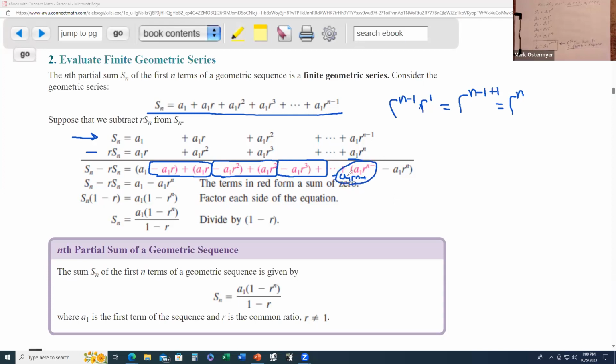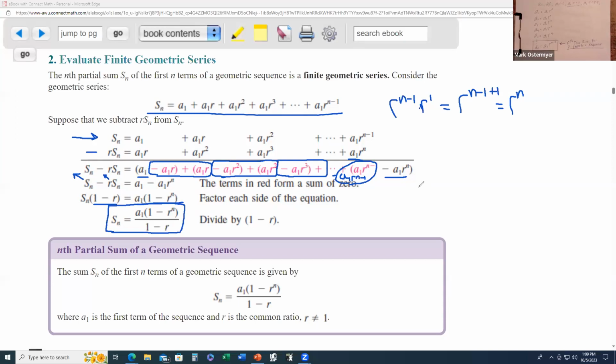So when we drop all those terms out, we're going to be left with s sub n minus r times s sub n is equal to a sub 1 survives, and this term survives at the very end. Now they factored s sub n out of both these terms here, because it's a common factor. Then they divided both sides by 1 minus r. And when you divide both sides by 1 minus r, you're left with this formula. That's where the formula comes from.